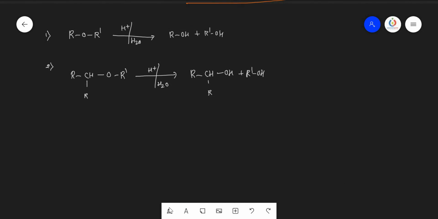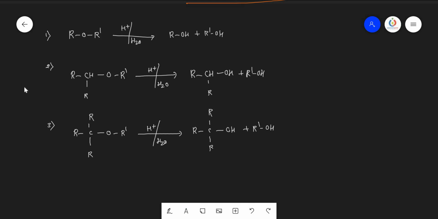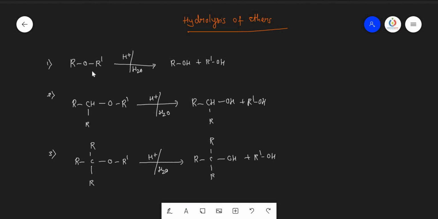Now let us take another one. Third one. The importance of this reaction you shall come to know after explaining this particular example. H plus and H2O. Because the mechanism is so important for this hydrolysis of the ethers. So what happens simply is that the ether reacts with the water molecule in the presence of the acid catalyst, and they are simply producing the alcohols only.